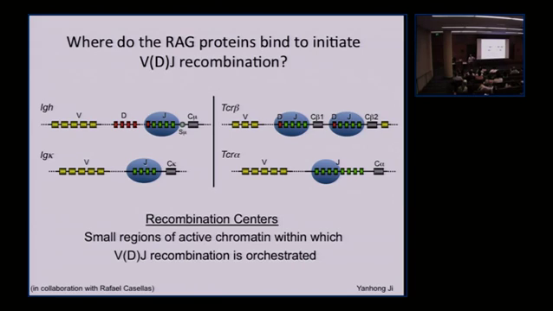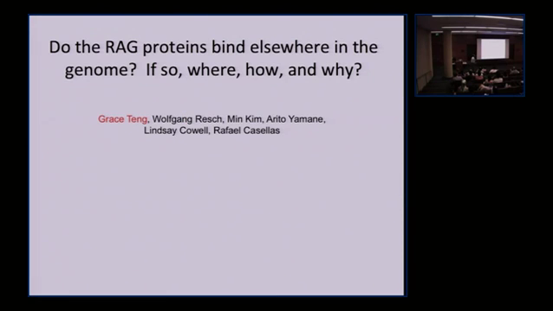But what about genome instability? Because this is where it's supposed to happen. But what about the rest of the genome? So that led to this question. Where else in the genome do they bind? If they do bind elsewhere, why do they do so, and what's driving that?